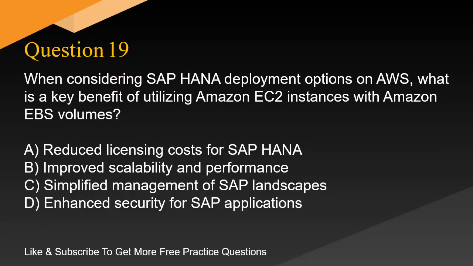Question 19. When considering SAP HANA deployment options on AWS, what is a key benefit of utilizing Amazon EC2 instances with Amazon EBS volumes? A. Reduced licensing costs for SAP HANA. B. Improved scalability and performance. C. Simplified management of SAP landscapes. D. Enhanced security for SAP applications.